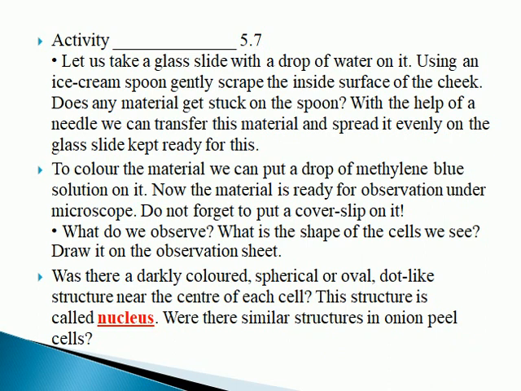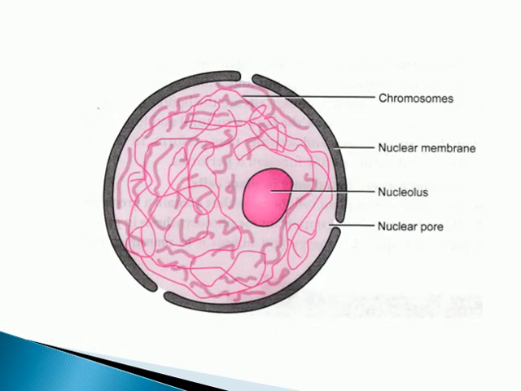Okay, now let us proceed further. This is the diagram of the nucleus. The nucleus has a double membrane and it is perforated at some places. It has pores, and these pores are called the nuclear pores. The nucleus also has a nucleolus inside it, and chromosomes or chromatin material is present inside the nucleus.